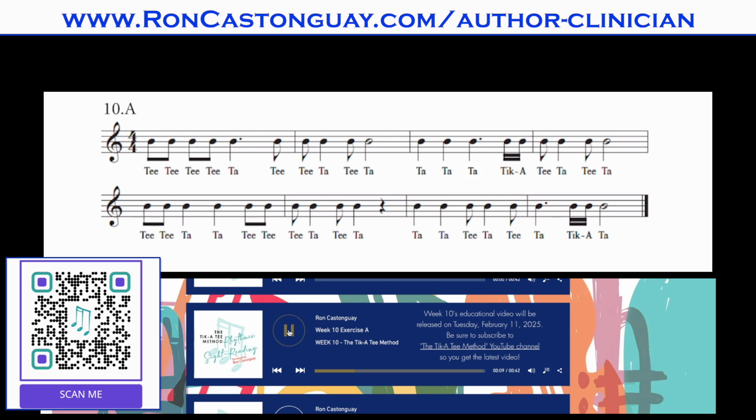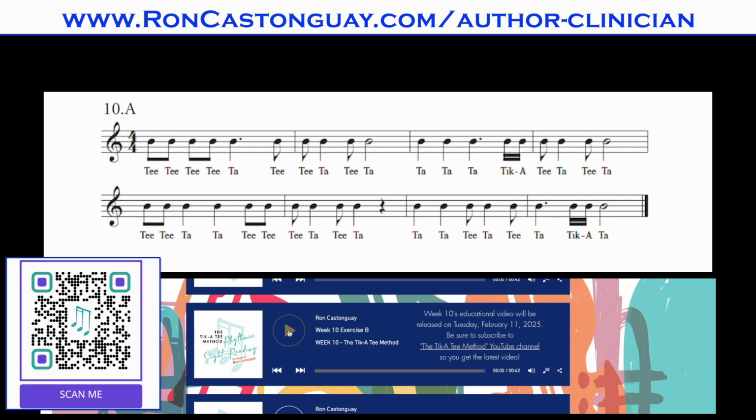1, 2, 3, 4. Ti, ti, ti, ti, ta, ti, ti, ta, ti, ta, ta, ta, ta, Tik-A-tee, ta, ti, ta, ti, ti, ta, ta, ti, ti, ti, ta, ti, ta, ta, ta, ti, ta, ti, ta, Tik-A-ta. All right, there's exercise 10A.